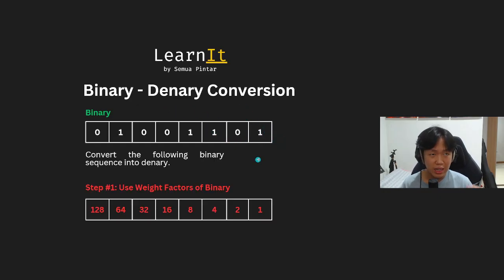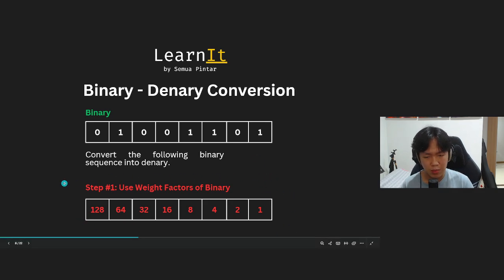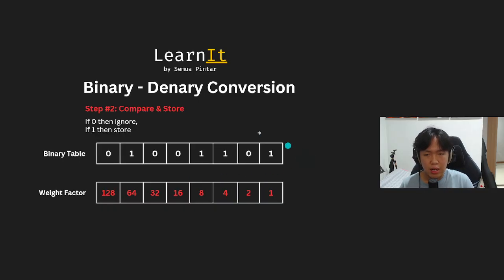It is extremely crucial that you draw this weight factor table, as it will be used a lot, like a lot, in binary-denary conversions. After you draw this, this is what you have to do next. Step 2 is compare and store. What I mean by this is if the binary digit is 0, then you have to ignore it. If it's 1, then you store it. You may be really confused by what that means.